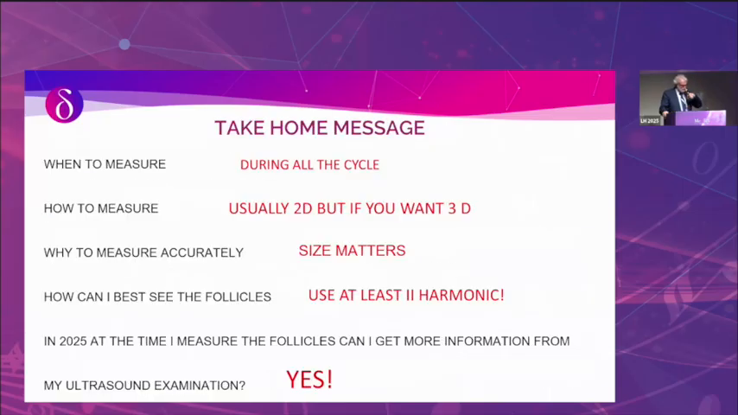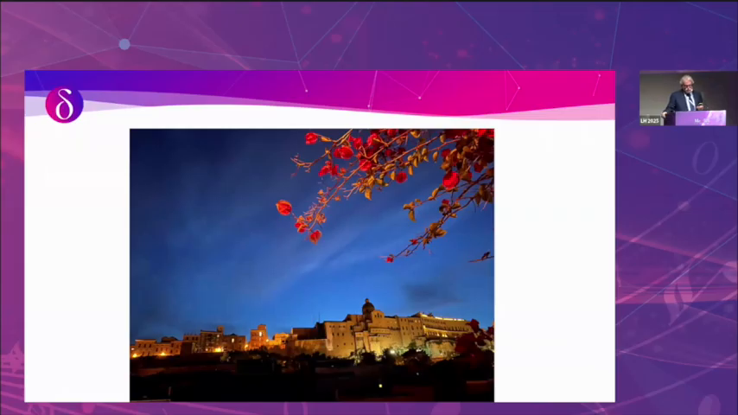And just a few words, this is my last slide. During all the cycle, usually I suggest to perform 2D. Size is important. Check to take this information from 2 to 5 follicles. Use at least the second harmonic. It just slightly decreases your capacity to move the probe faster, but this is an important tool. And also, please use this moment to improve your knowledge about your patient, about the potential cause of infertility. Thank you very much for your attention.